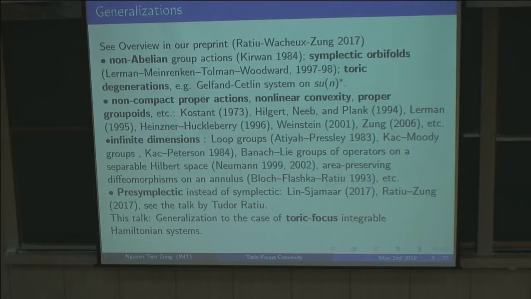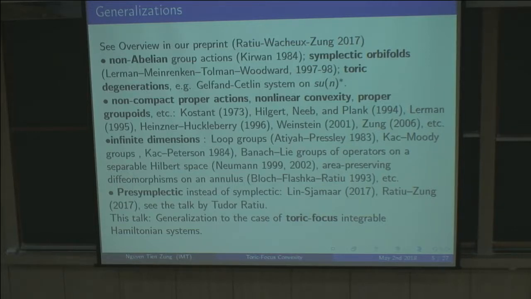like coming from algebraic geometry. Here is a very famous example, the Gelfand-Tsetlin system on SU(n), but there are other toric degenerations where you still have an integrable system. Then you still have a convex polytope associated with this, okay? Or you can also talk about non-compact group actions which are proper, okay? Or maybe the most general setting is proper groupoids or quasi-symplectic groupoids. Also, nonlinear convexity and so on. And there are also generalizations to different dimensions.